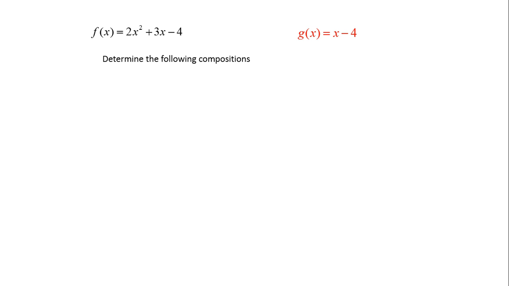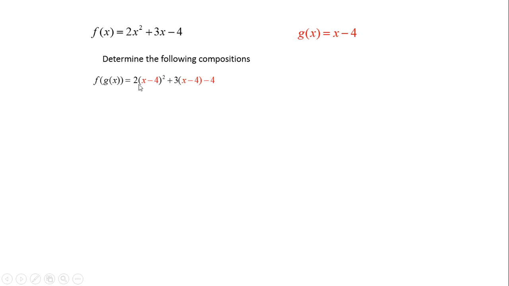Now, let's determine the following composition. We're asked to find f of g of x. Well, what does that mean again? It means we go to the function f, and all x's are replaced with the function g of x. So that's what we're shown here in red. This is the function f with the replaced value of x minus 4.